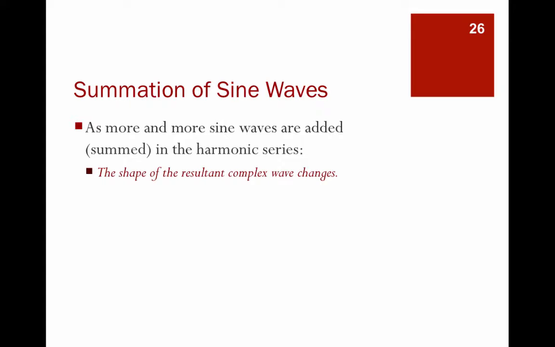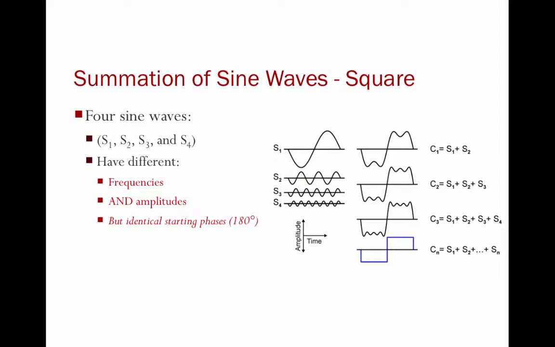Continuing with our discussion on the summation of sine waves and harmonic series, we're going to talk about square waves and our triangular waves again. So over here we have 4 sine waves, S1, S2, S3, and S4. They have different frequencies and different amplitudes, but identical starting phases.